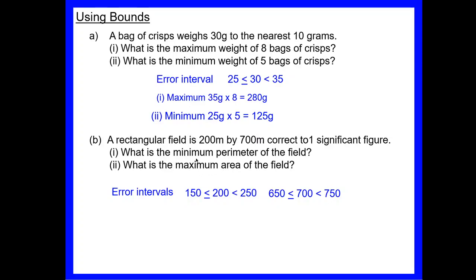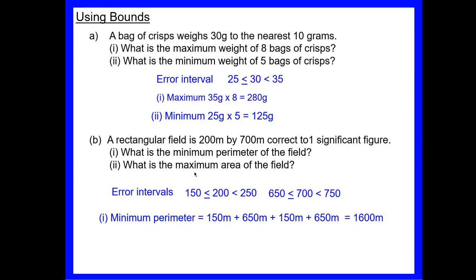Part 1 then: what is the minimum perimeter of the field? Remember, perimeter is where we add all 4 sides of the field together, which means I'm going to use the minimum values of both of these lengths. So the minimum perimeter would be 150 plus 650 plus 150 plus 650. Remember, it's a rectangle, so all 4 sides added together, which comes to 1,600 meters.